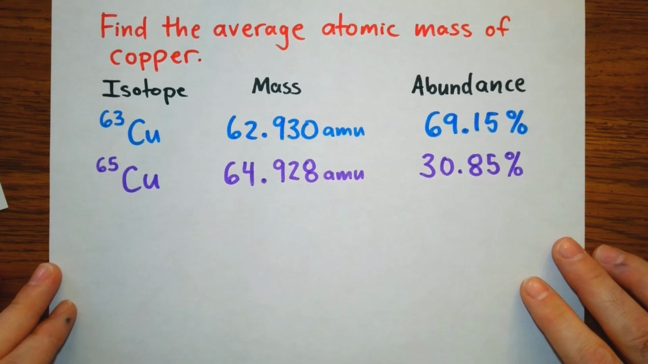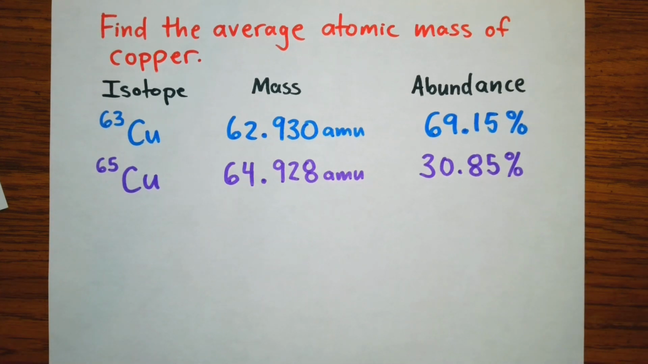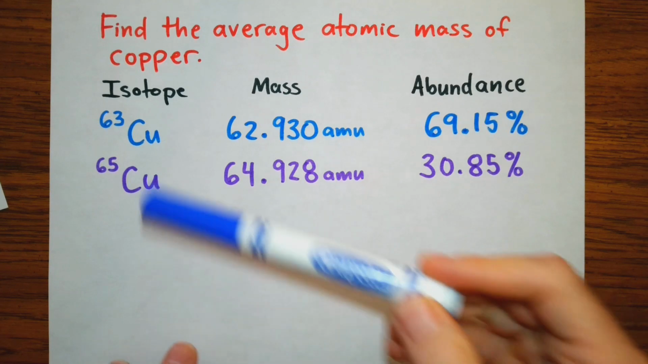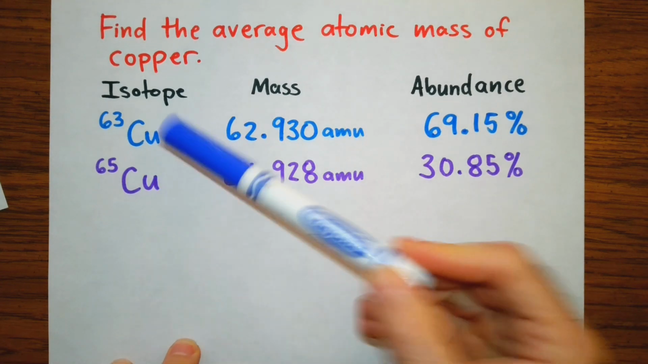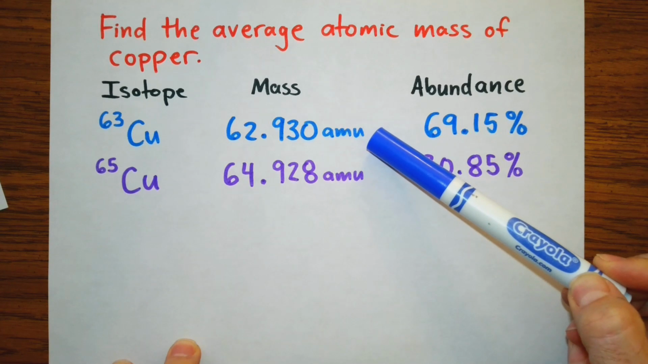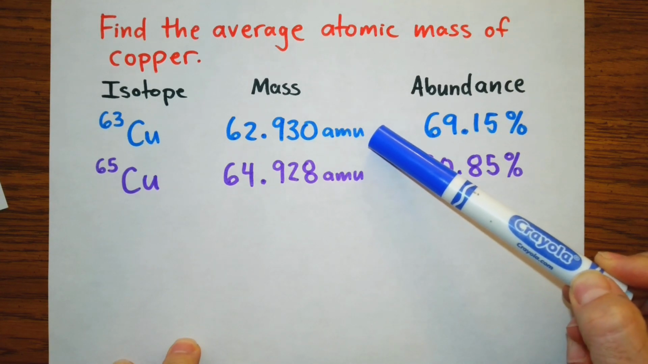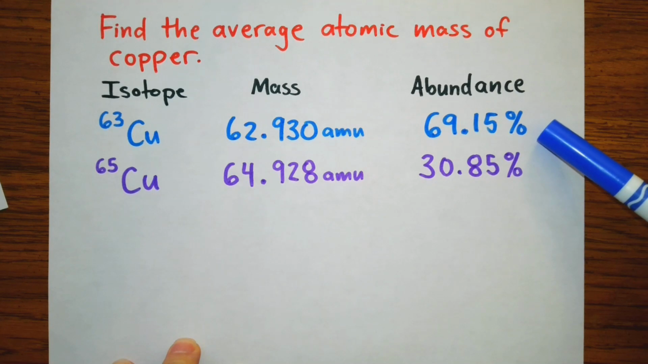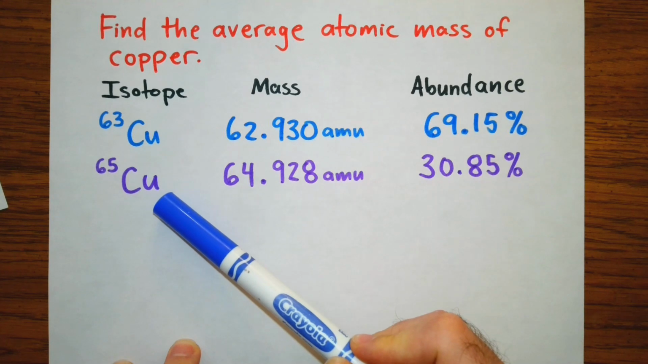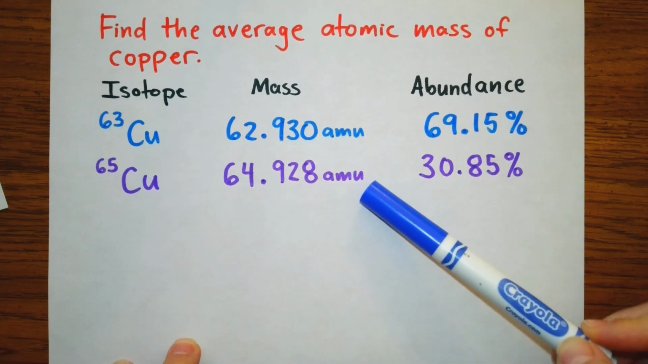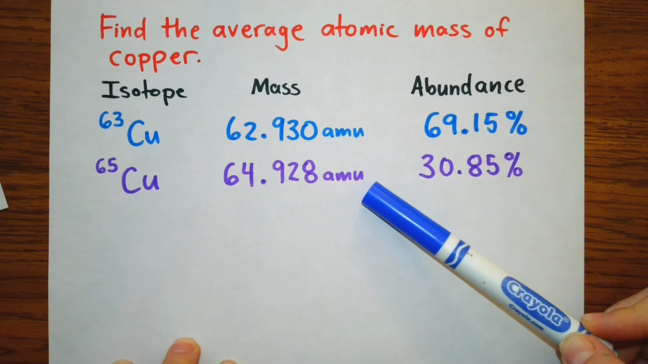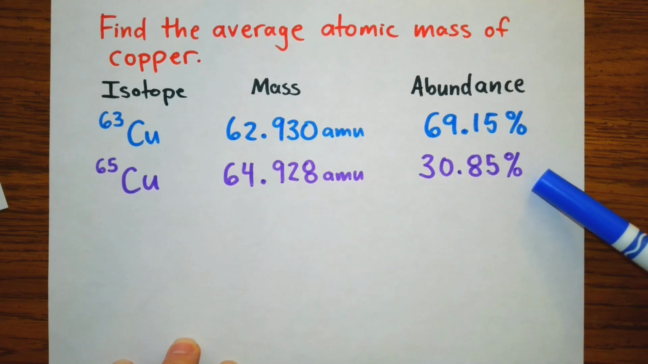Well, here's an example. We are tasked with finding the average atomic mass of copper. And so what we have here is copper-63. It has a precise mass of 62.930 atomic mass units, and it has an abundance of 69.15%. Okay, copper-65. It has a precise mass of 64.928 atomic mass units, and then the abundance of 30.85%.